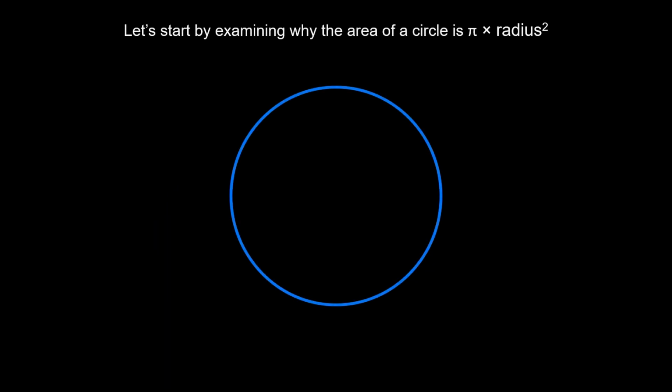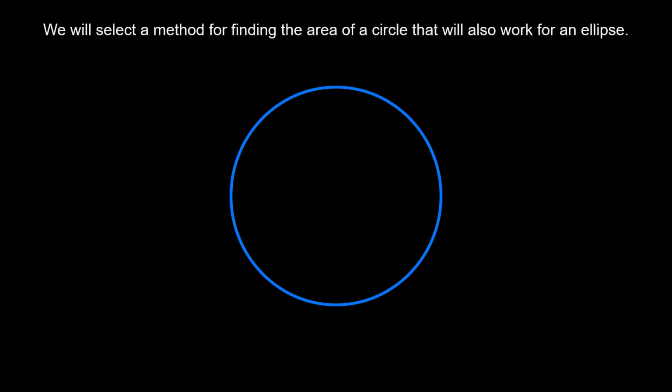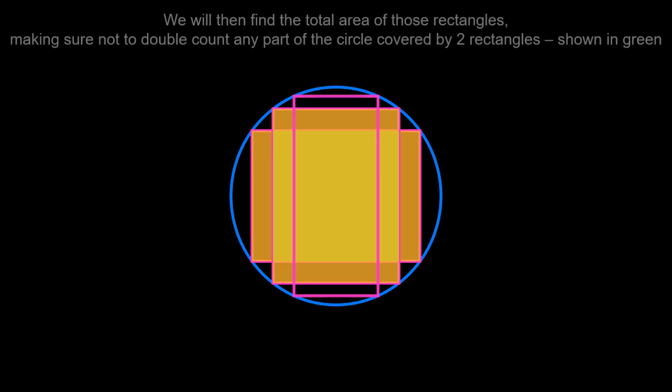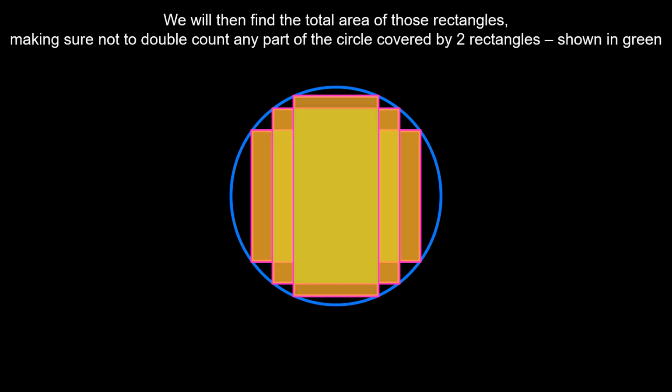Let's start by examining why the area of a circle is pi times the square of its radius. We will select a method for finding the area of a circle that will also work for an ellipse. We've chosen an approach that will have us draw overlapping rectangles to fill the circle. We will then find the total area of those rectangles, making sure not to double count any part of the circle covered by two rectangles, shown in green.